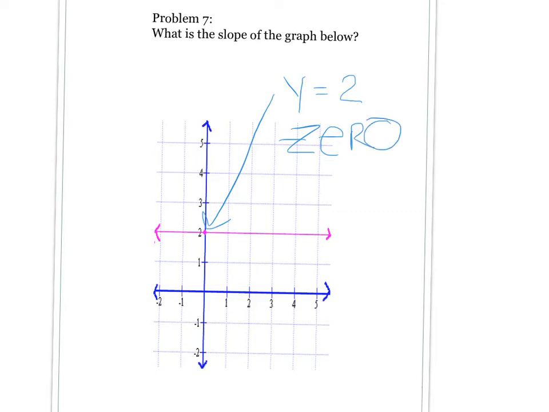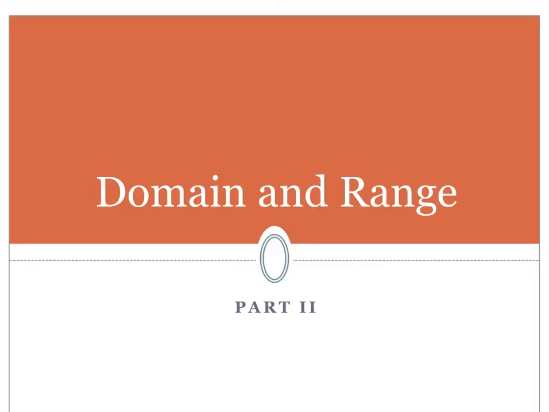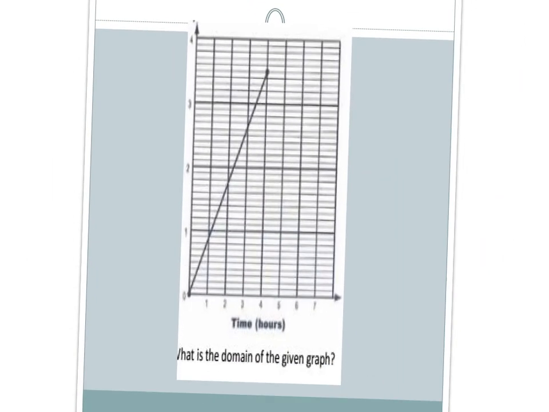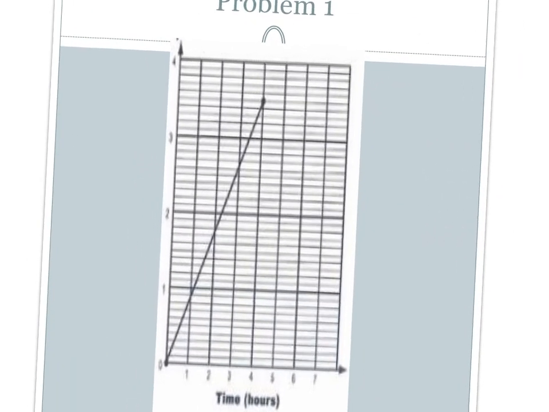So y equals 2, and my slope is going to be 0. That is all you need to worry about. All right, so now we're going to do domain and range. Now we're done with slope. Now we're going to review stuff that you probably haven't seen for a while, but we're going to bring it back. Problem 1. Okay, so we're trying to find the domain of this problem.